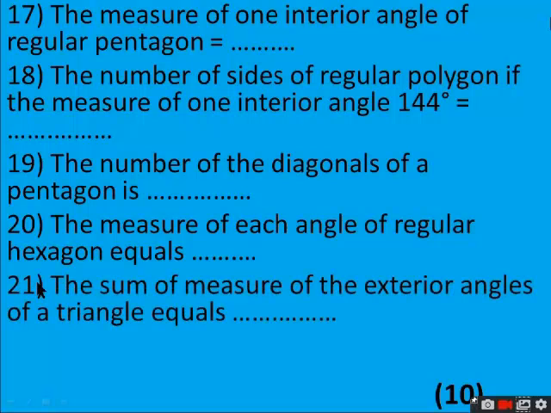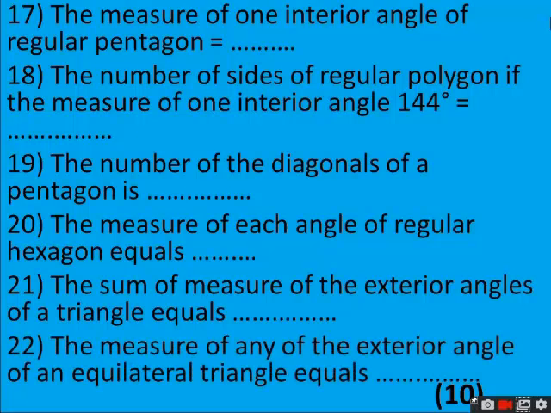Question number 21: the sum of the measures of the exterior angles of a triangle equals 360. The measure of any exterior angle of the equilateral triangle equals 120.